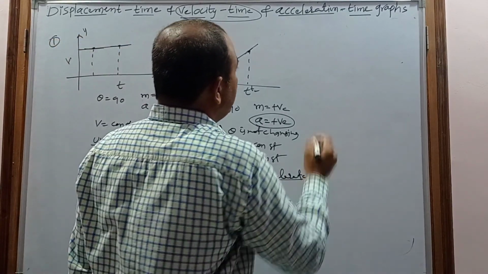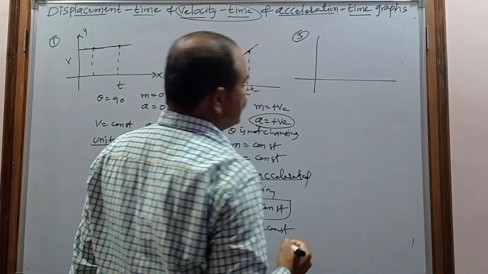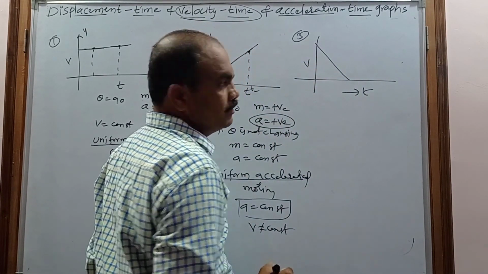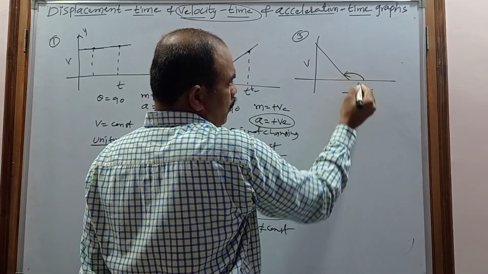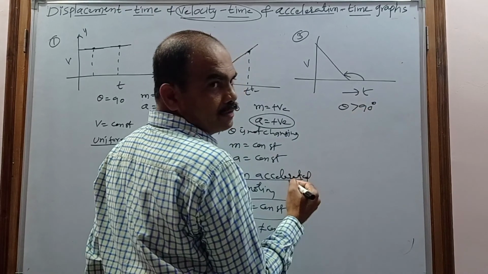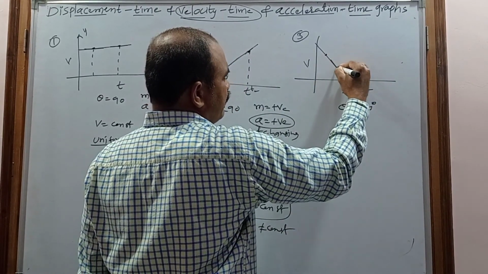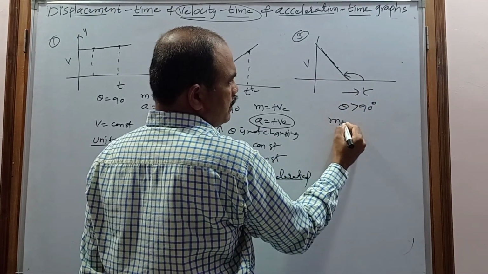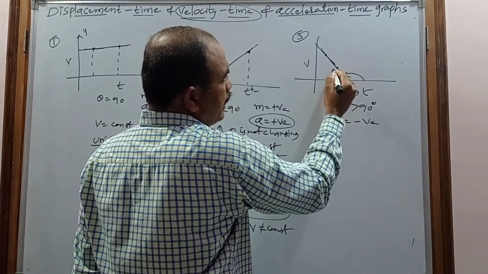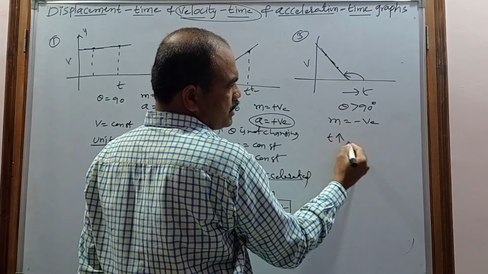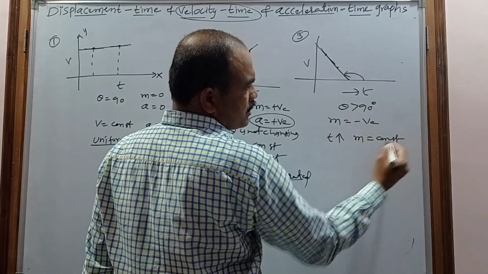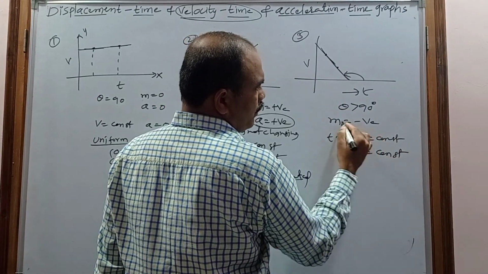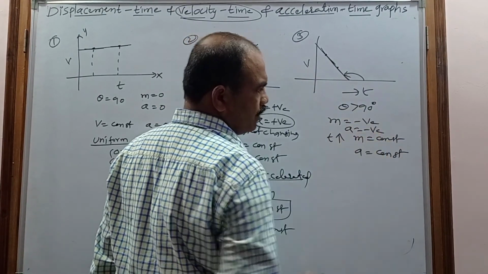And now coming to the third graph. If the graph is like this, by taking the time on the x-axis and velocity on the y-axis, this line is making how much angle? This will be greater than 90 degrees. As well, if we draw the tangent at a different point, the tangents also make the same angle. So here theta is greater than 90, so the slope is negative. And this angle is also not changing when the time is increasing, so m is constant. But here m represents what? Acceleration. So the acceleration is constant, but the acceleration is negative here.